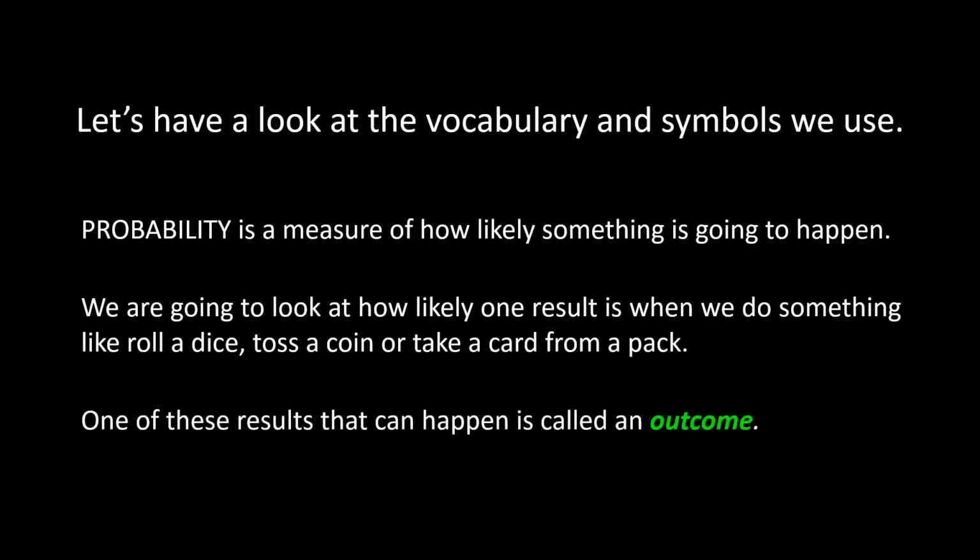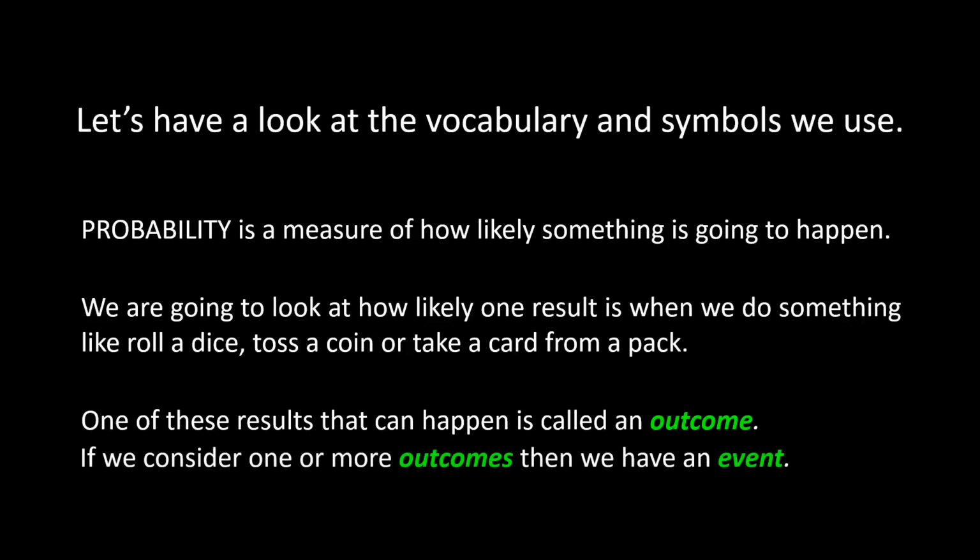Now, one of those results that can happen, that's referred to as an outcome. Now, if you have one outcome or more than one outcome, then we can call that an event. So we'll come across these two words, outcome and event, quite a lot in the study of probability. And it just means something that is going to happen, a result, in other words.